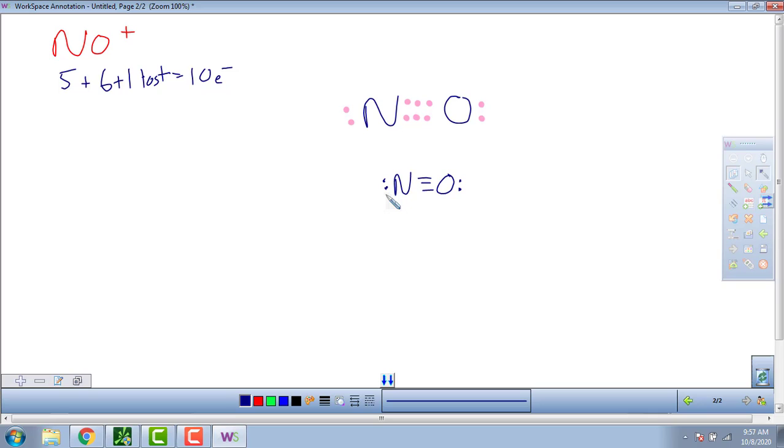Now a triple bond is going to be stronger than a double bond, which is again stronger than a single bond. So this polyatomic is going to be fairly unreactive, or at least hard to break up. Triple bonds are also shorter than double bonds, which are also shorter than single bonds.